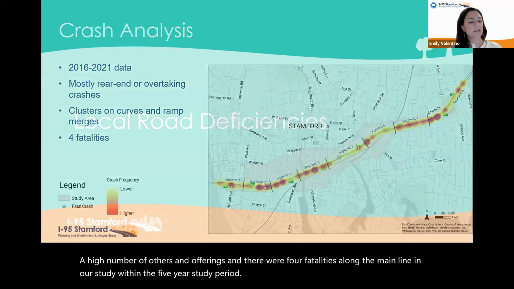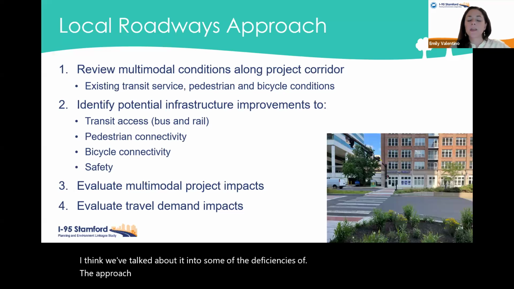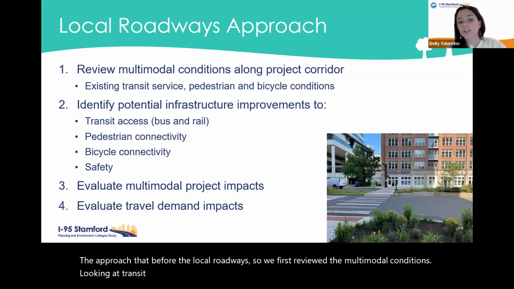Okay, we've talked about the main line. We'll now get into some of the deficiencies along the local roadway. First, we'll talk about the approach. What's the scope of this PEL study for the local roadways? So we first reviewed the multimodal conditions along the local roadways, and that's looking at transit service, ped and bike facilities, and the conditions of each of those.